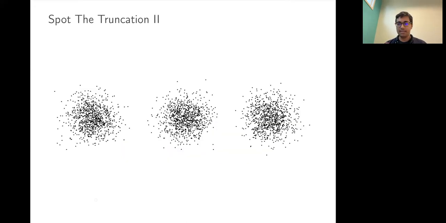So let's fix that. Let's say that now you're getting samples from either the Gaussian or the Gaussian conditioned on a set whose volume is at most 0.8. So I'm promising you that I'm deleting 20% of Gaussian space. And here's another round of spot the truncation, 2 from the standard Gaussian and 1 from Gaussian conditioned on a set of volume at most 0.8. Pada, do you want to try again? I would say again middle one. Okay, so this time it's actually the one on the right.